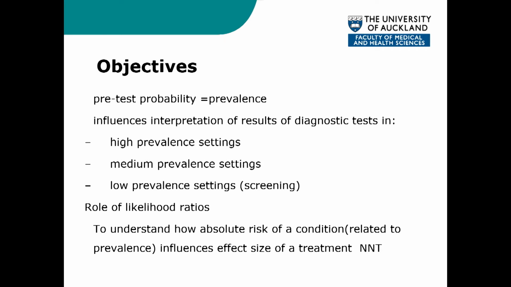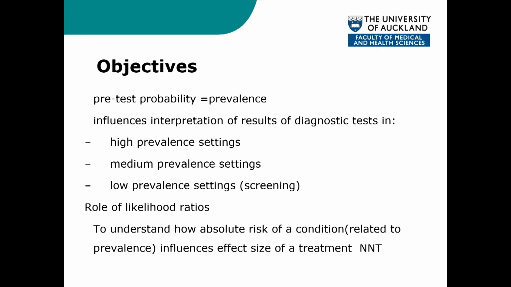So the objectives of this talk are to understand about pre-test probability, which is just another way of saying prevalence in a clinical setting. We need to know the influence and interpretation of results of diagnostic tests in three approximate settings: high prevalence settings, medium prevalence settings, and low prevalence settings. And that can sometimes be due to the location of them. If you're in an intensive care unit, you're probably in a generally high prevalence setting. If you're in primary care, you're in a low prevalence setting, but it depends on the clinical presentation.